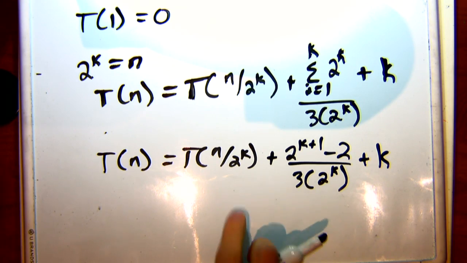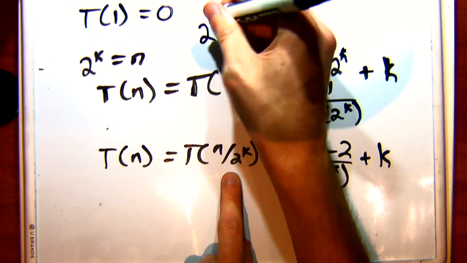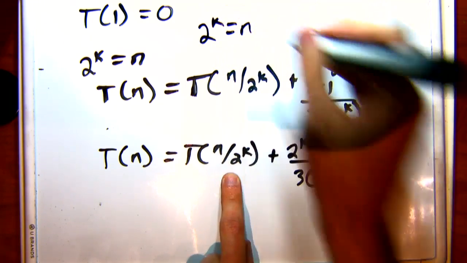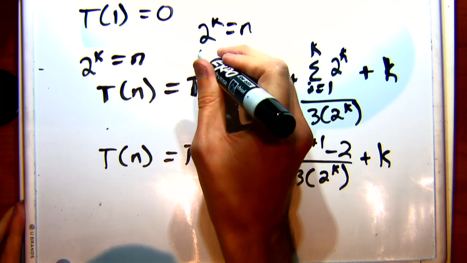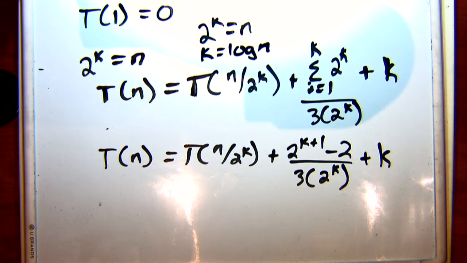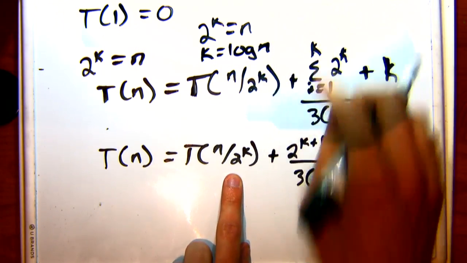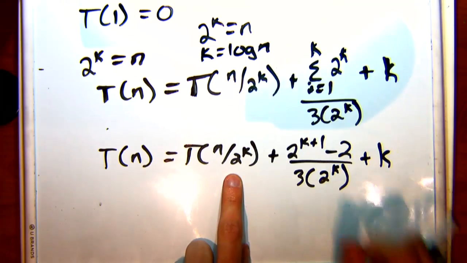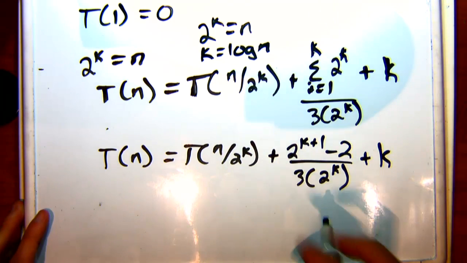And then I want this 2 to the k to equal n, so I'm just going to write that. 2 to the k equals n. And vice versa, k equals log of n, because we'll need that too. So I'm going to plug in an n anywhere I see 2 to the k, and a log n anywhere I see a k.